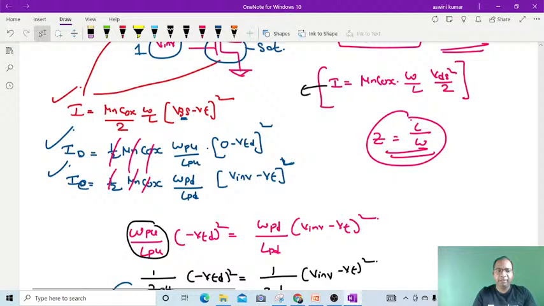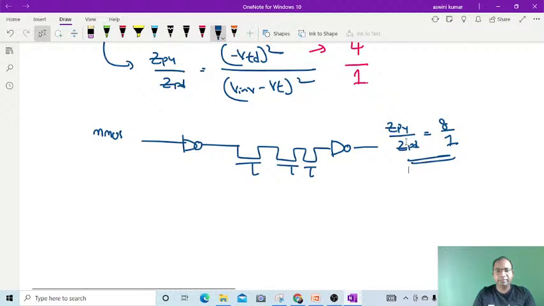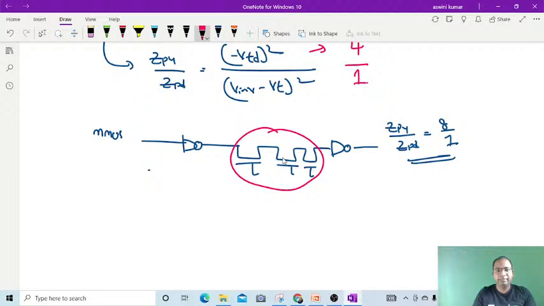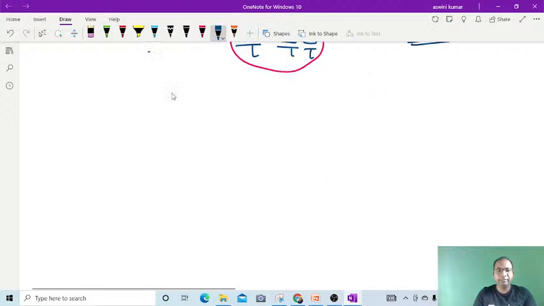Okay, if the NMOS inverter is driven by pass transistors, then the ZPU by ZPD can be taken as 8:1. Fine. So what do pass transistors mean? Pass transistors are nothing but a series connection of NMOS transistors. Fine. And now, coming to the next one, as we discussed at the start, in this session we are going to see the NMOS inverter as well as the CMOS inverter.